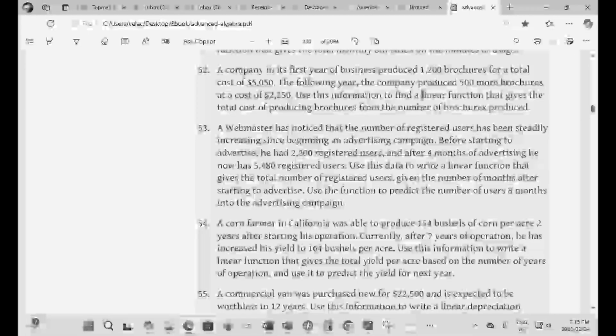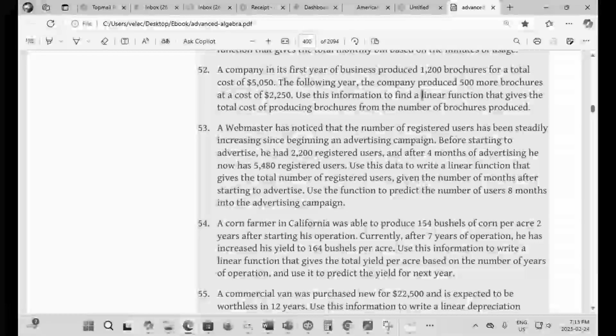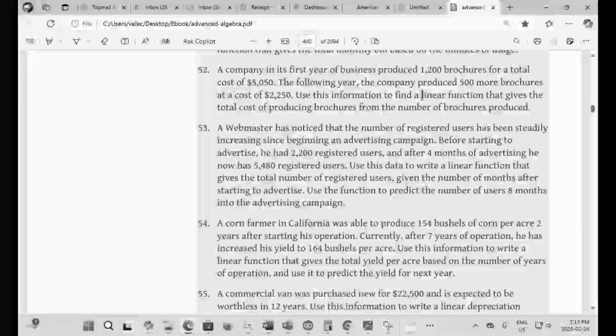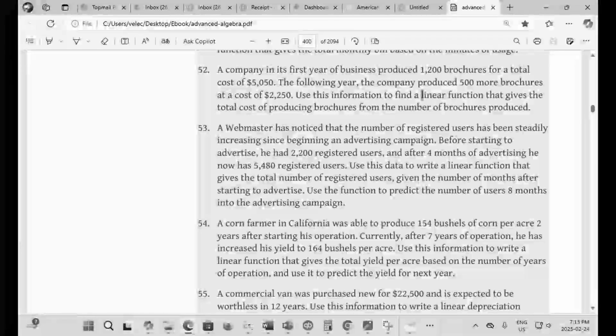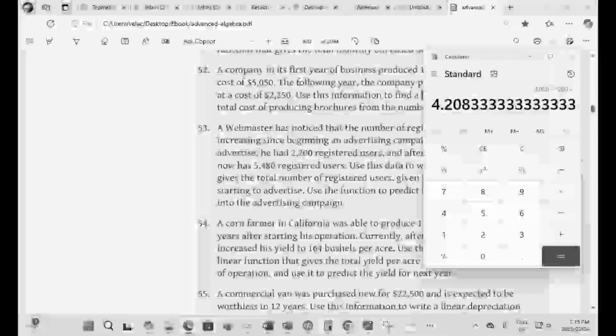All right, so a webmaster has noticed that the number of registered users has been steadily increasing since beginning an advertising campaign. Before starting to advertise, he had 2,200 registered users, and after 4 months of advertising, he now has 5,480 registered users. Use this data to write a linear function that gives the total number of registered users given the number of months after starting to advertise. Use the function to predict the number of users 8 months into the advertising campaign.